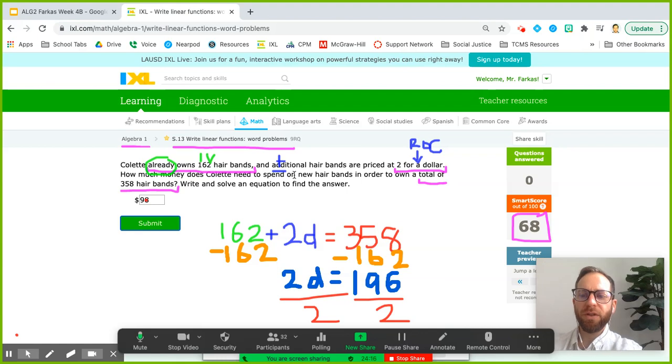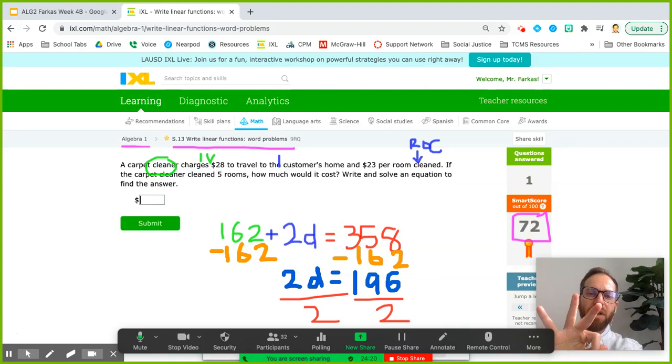All right, so for each of these questions, you're going to have 3 numbers that you can use and just 1 variable so that you can find that variable.